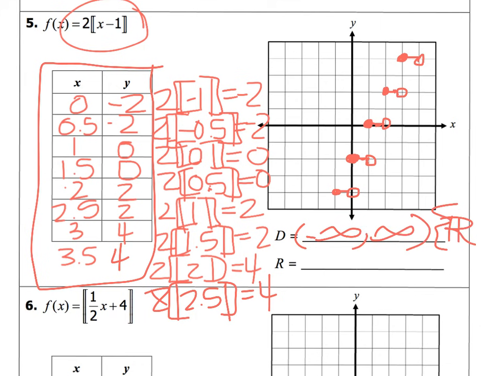However, range is only even integers, right? So our range, our y values would be -4, -2, 0, 2, 4. So the way we would want to write that is we would write it in braces, and we would say y such that y is even. Okay, so that means all even integers.